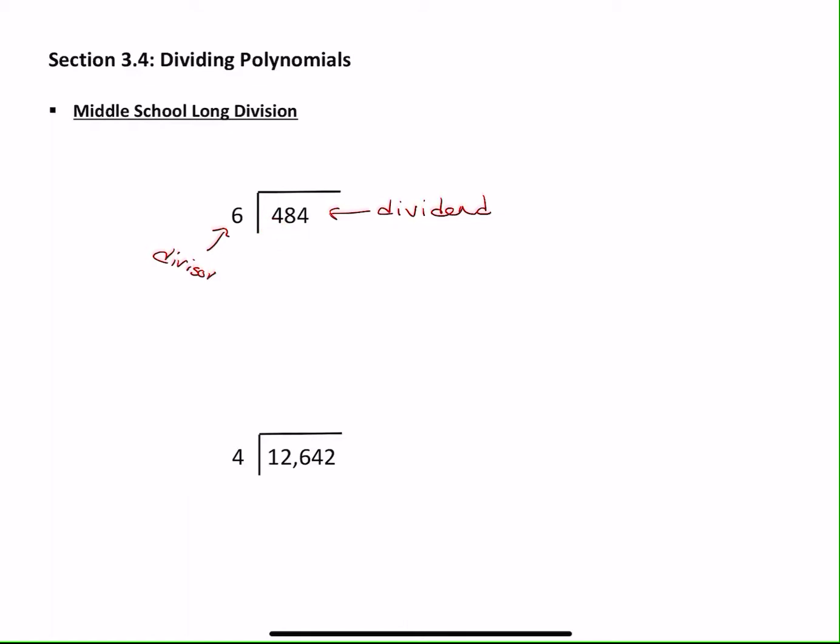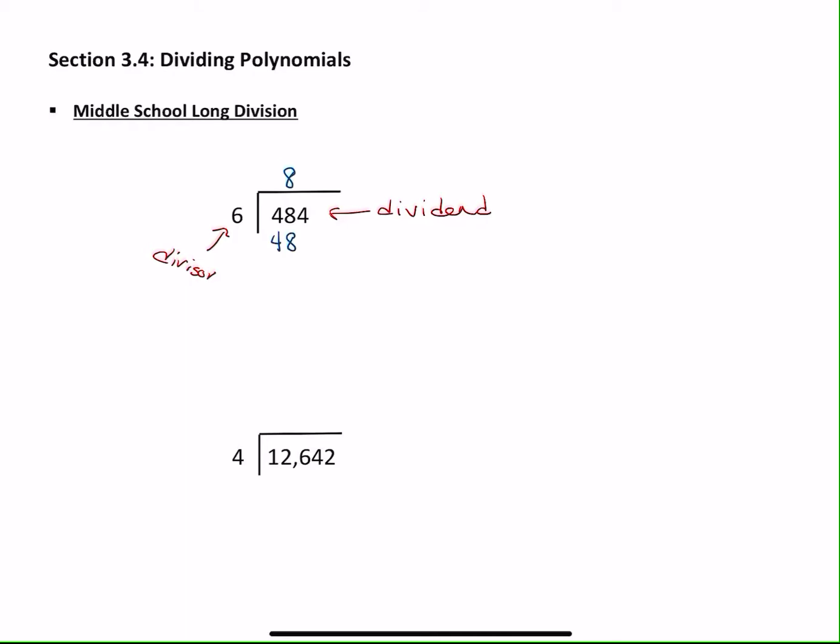So how many times does 6 go into 4? Well, it won't go into 4, so you move over and use 2 digits. So how many times does 6 go into 48? It goes into 48 8 times. So you write that above the 8. And then you multiply your divisor by your number on top. So 6 times 8 is 48.